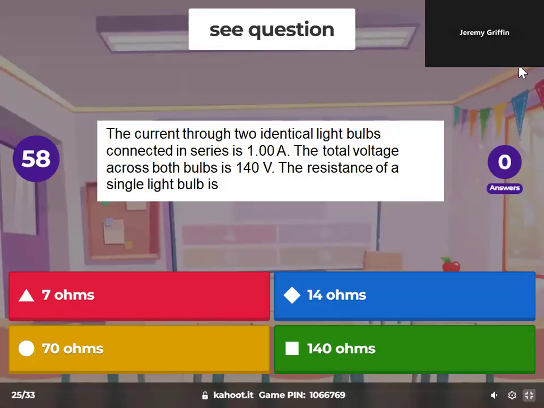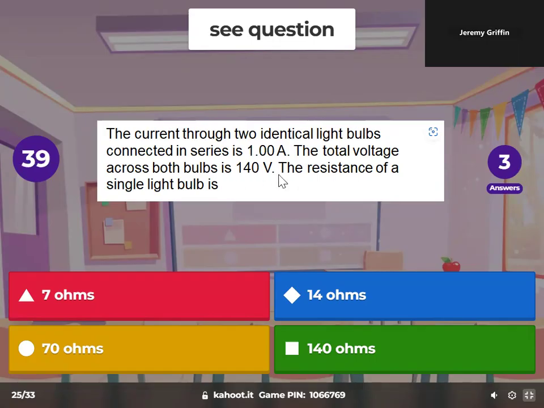Current through 2 identical light bulbs in series is 1 amp. The total voltage is 140 volts. What's the resistance of a single bulb? Here, I'll walk through this with you guys. Did they say series setup? Oh, there it is, series. So one after another in series. Let's do Ohm's law.